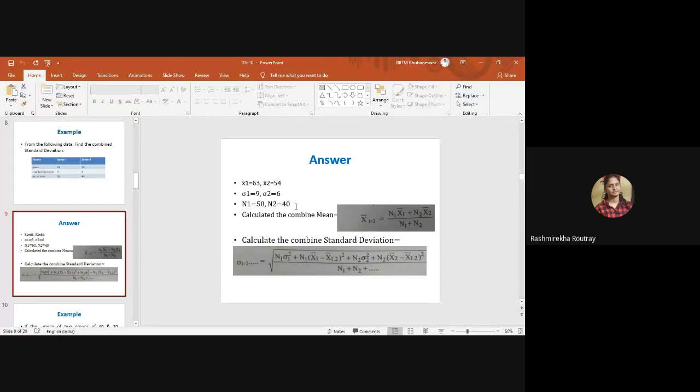The first step, we have to calculate the combined mean. That means n1, which is 50, into 63, plus n2, which equals 40, into 54, whole divided by 50 plus 40.